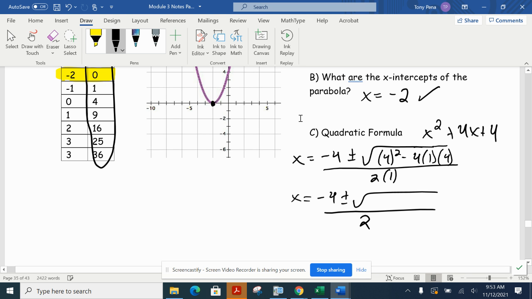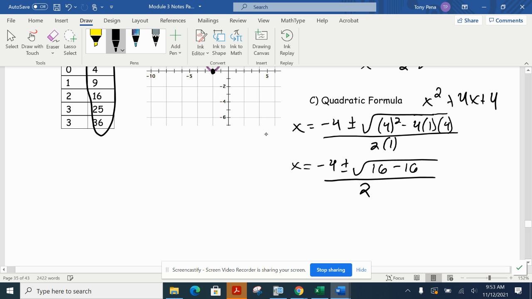All right, Fabian, what is kind of the interesting, weird thing that happens here? It'll be 16 minus 16. Good. So underneath that radical, I do 4 squared, which is 16. And then I do a negative 4 times 1 times 4 gives me a negative 16. So the thing that's a little different here, I think this is the first time we've seen this. So we're actually done with the quadratic formula with this. What do we get underneath that radical, Fabian?